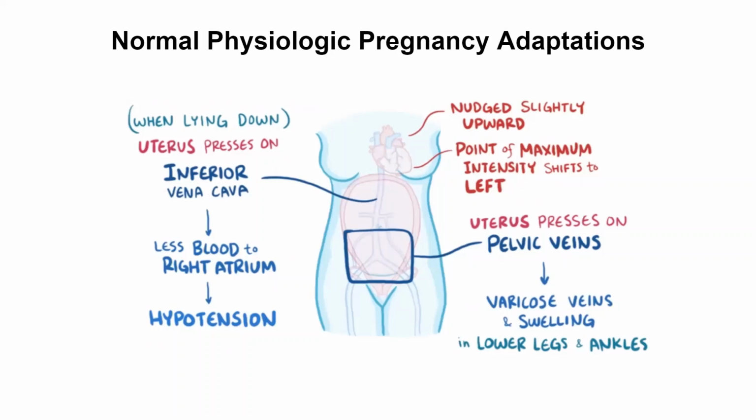And if our cardiac output is reduced, there's less output going to the rest of the maternal body and to our fetus. The other thing is that the uterus is growing bigger and bigger. Guess what it does to the heart? It nudges it up slightly and then pushes it off to the left, so we do see a shift in the point of maximum intensity. And the last thing is that the uterus presses on the pelvic veins, so it can lead to varicose veins and swelling in the lower legs and ankles. Now, lower extremity swelling can be normal in pregnancy, but it's not something to just slough off either, and it may warrant further evaluation if it's progressively getting worse or if it expands to other places within the body.